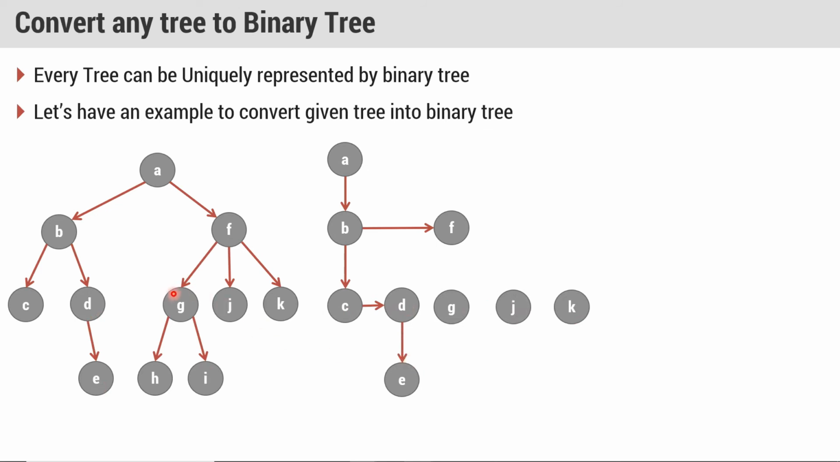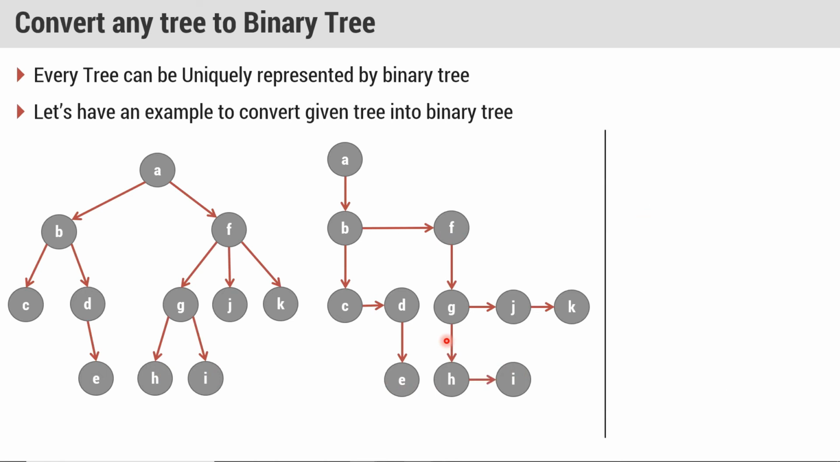Now here in this level we have three nodes, that is G, J and K. So we have to put these three nodes over here. Now connect this node F with G, then G with J and J with K. Now G has two nodes, that is H and I. So we have to put it over here and connect G with H and H with I.